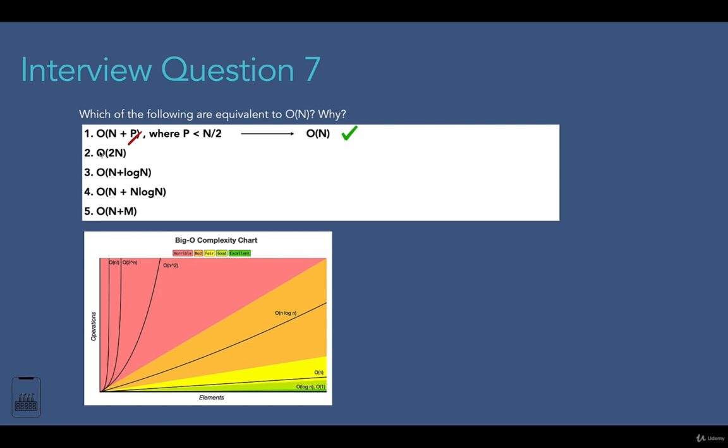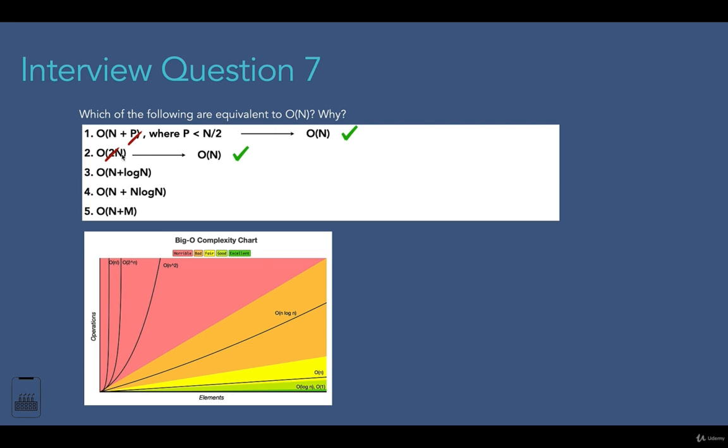Now we are continuing to the second one. In the second one we see that we have a constant and n. This means that according to the rules we can eliminate constants. So in this case we are going to eliminate 2. So it becomes O(n) time complexity. So this is also O(n) time complexity, which is equivalent to O(n).